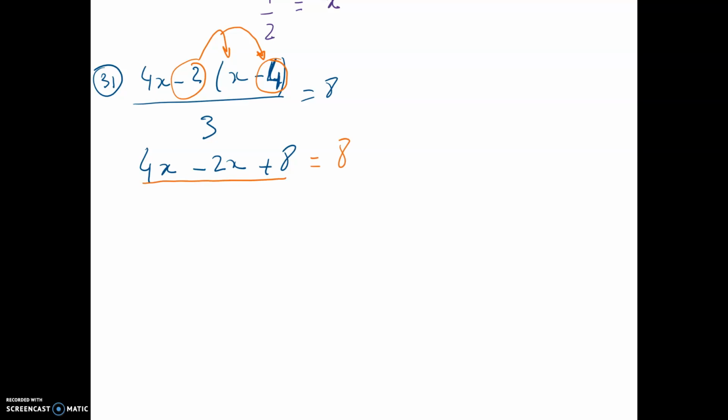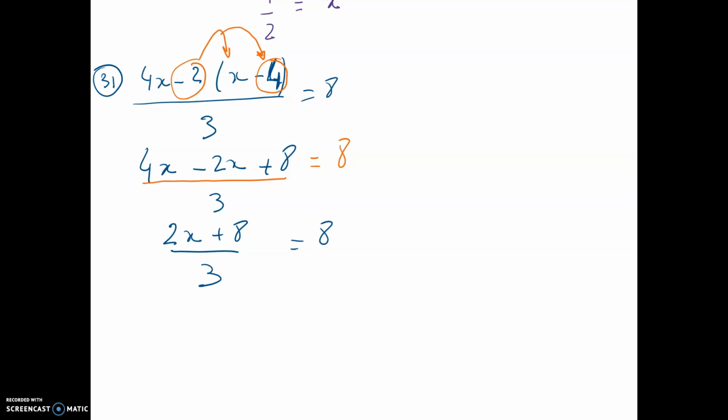And remember, everything is divided by 3. Okay? So let me just having the same color. Everything is divided by 3. So now what I'm going to do is very, very easy. First of all, I'm going to combine my x. So I got (2x plus 8) over 3 equal 8.